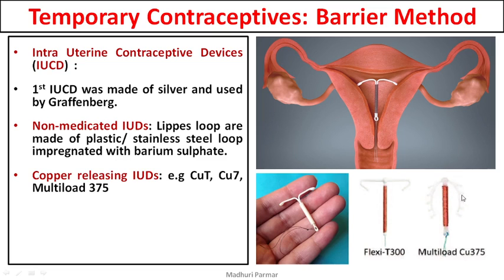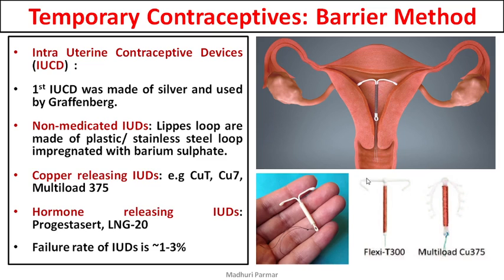It has a very different shape, but it also releases copper. Now, copper inhibits the motility of sperms, and that is how it is effective. That is why copper IUDs are used, most commonly known as copper Ts because they look like a T shape. Then you have hormone-releasing IUDs. Hormone-releasing IUDs release certain hormones, and these hormones will not allow the activity of sperms in the female reproductive tract.